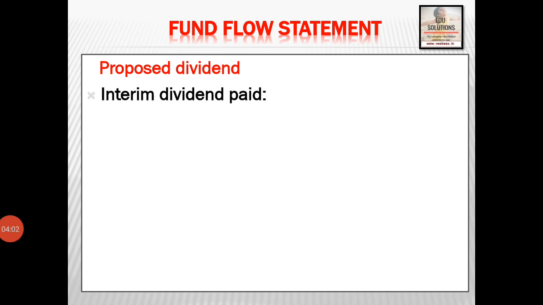Another item related to dividend is interim dividend paid. Interim dividend means dividend between two annual financial statements. That is current yearൽ തന്നെ ഒരു 6 മാസം കഴിയുമ്പോൾ കൊടുക്കുന്ന ഡിവിഡൻഡാണ്.